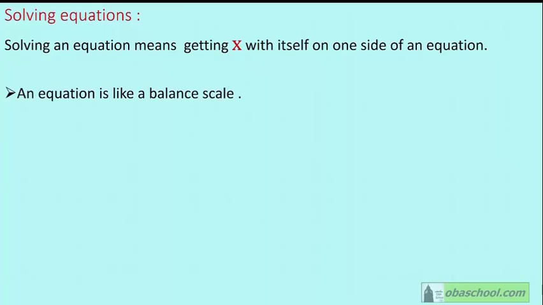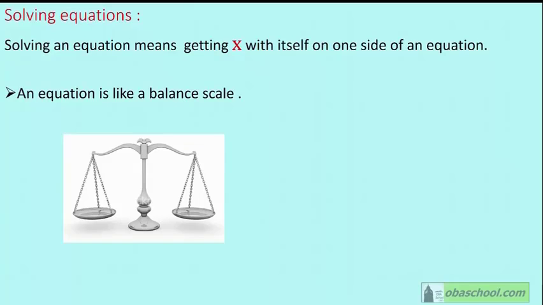So, an equation is like a balance scale. Let's look at this picture of the balance scale. This is the balance scale where when there is the same weight on each side, the scale will be in balance.